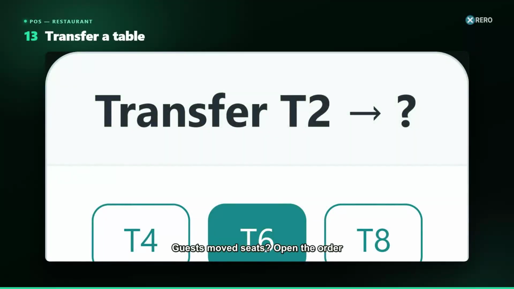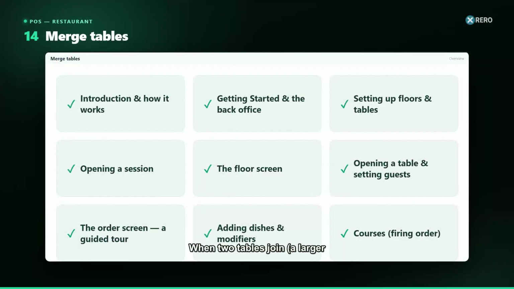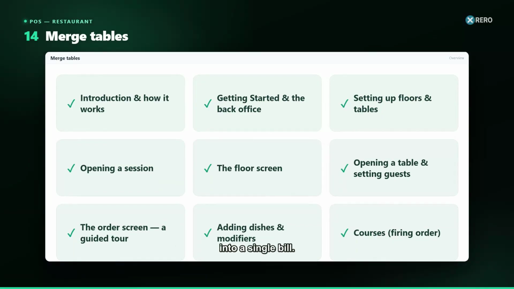Guests moved seats? Open the order and tap Transfer, then pick the new table. The whole order moves across, and the old table frees up. When two tables join, a larger party, merge their orders so they pay together. Transfer one table's order onto the other, or select multiple tables to combine into a single bill.